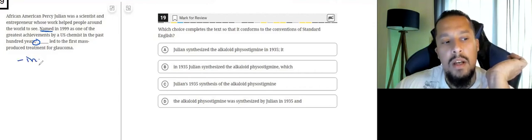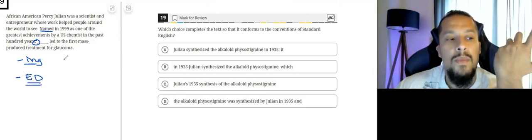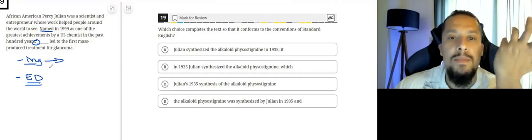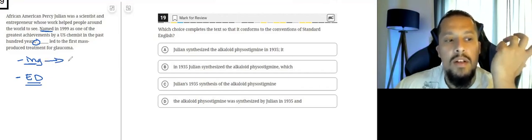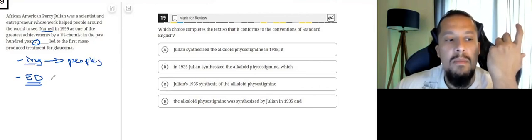Question number 19. We have another modifier situation here, named in 1999 as one of the greatest achievements by US chemists in the past 100 years, comma. So the last two questions, we recognized ing modifiers. Well, this time we have a past participle modifier. I also call this an ed modifier. Ing modifiers, what's the difference between the two? An ing modifier is usually for people or like animals, something that's living. And ed modifiers are for inanimate objects, right?